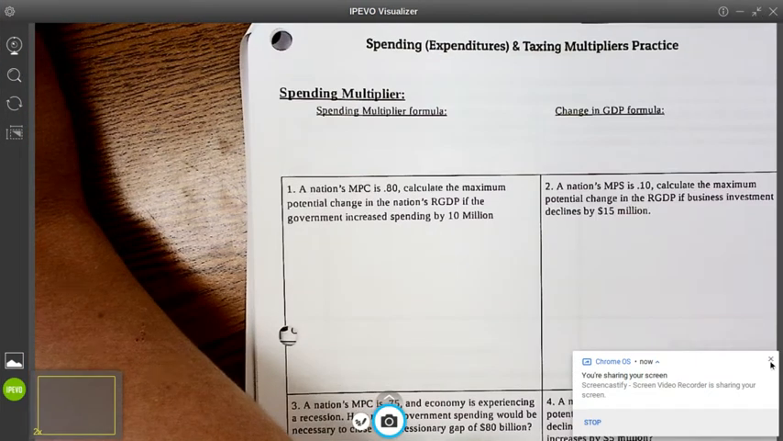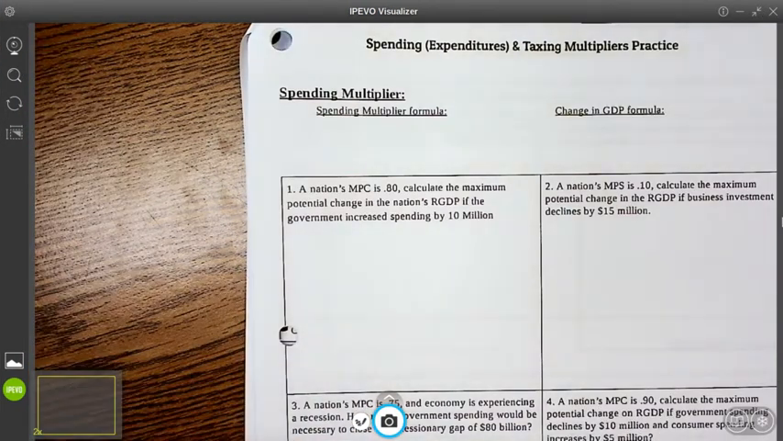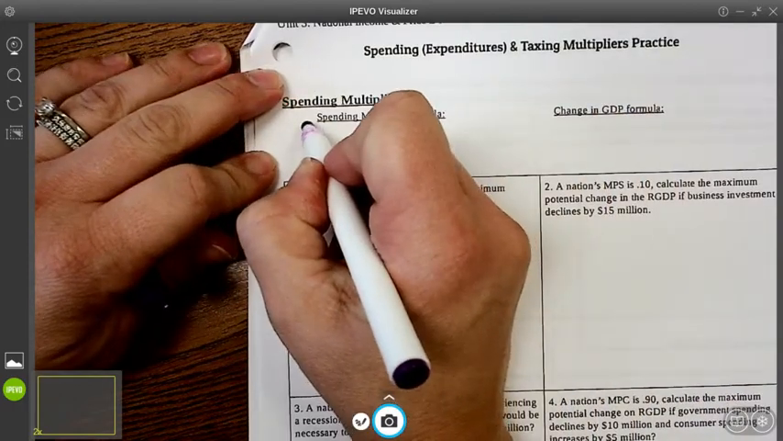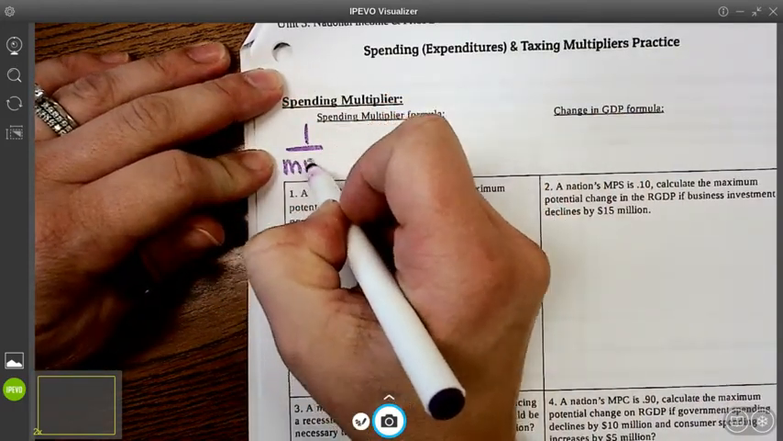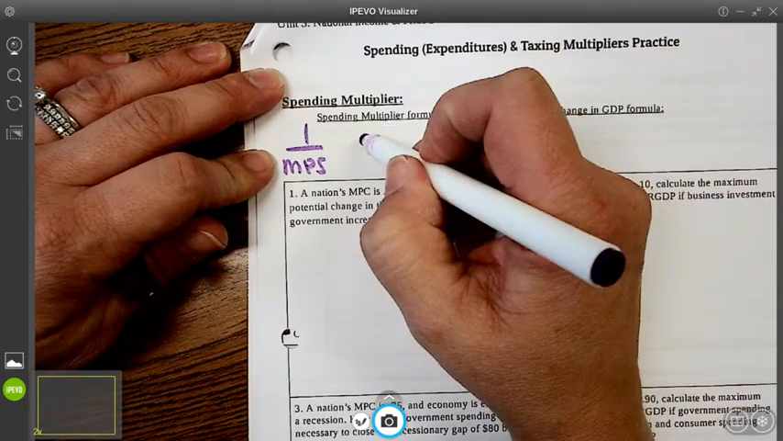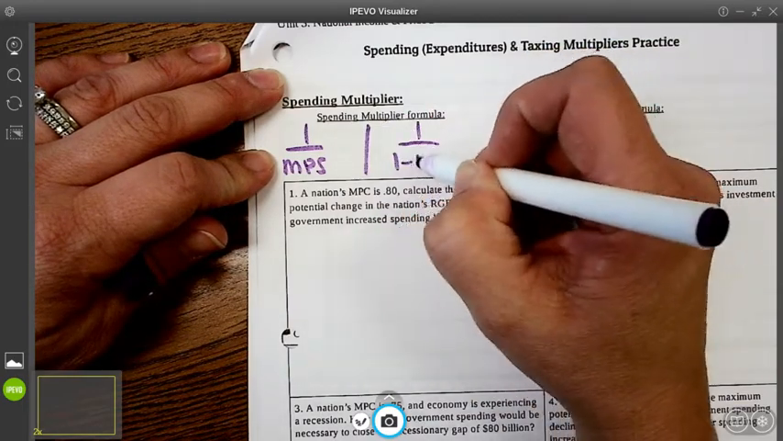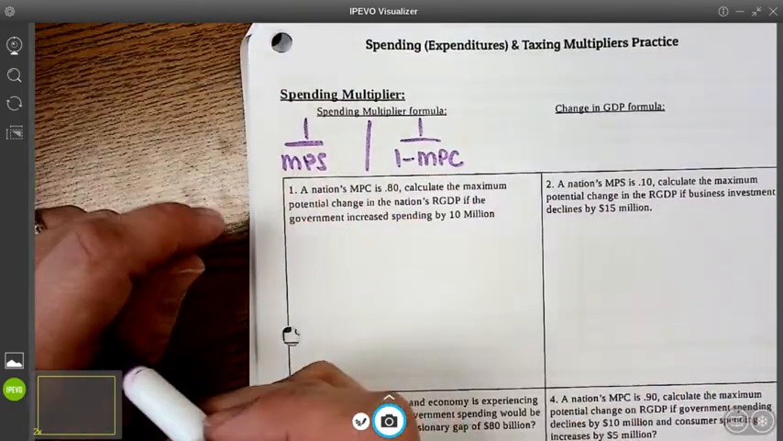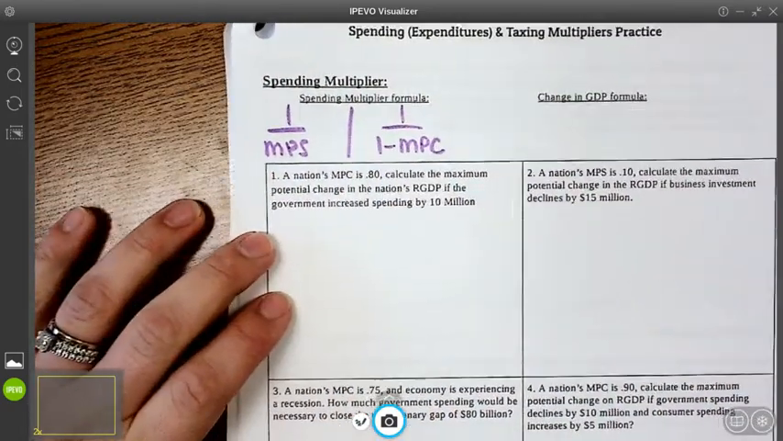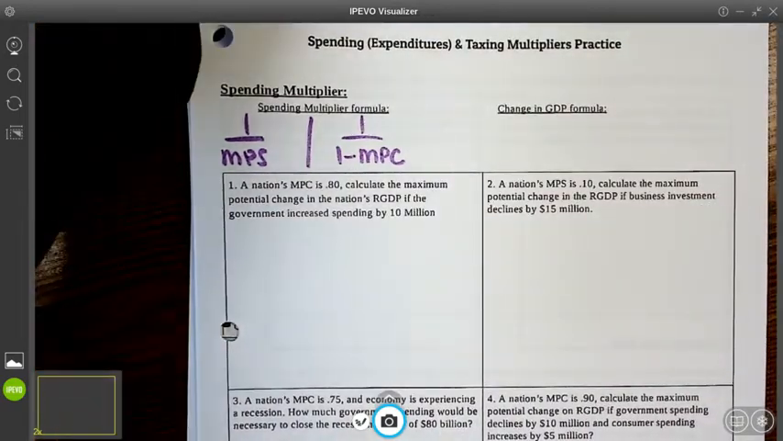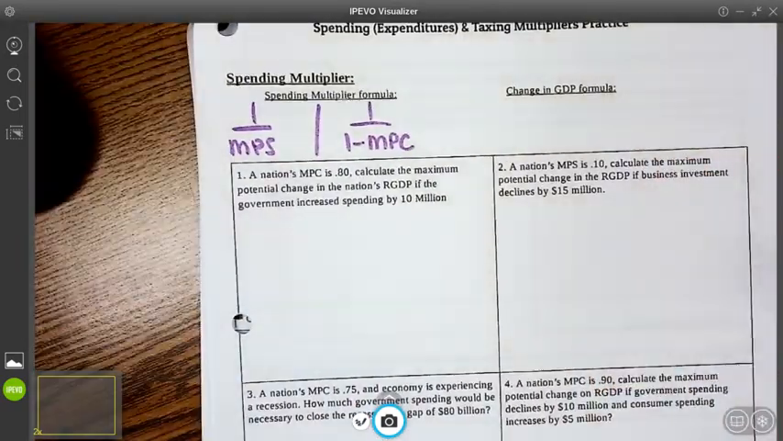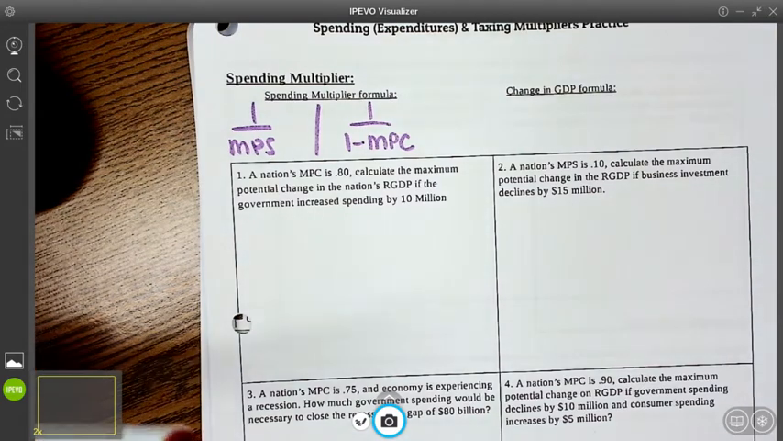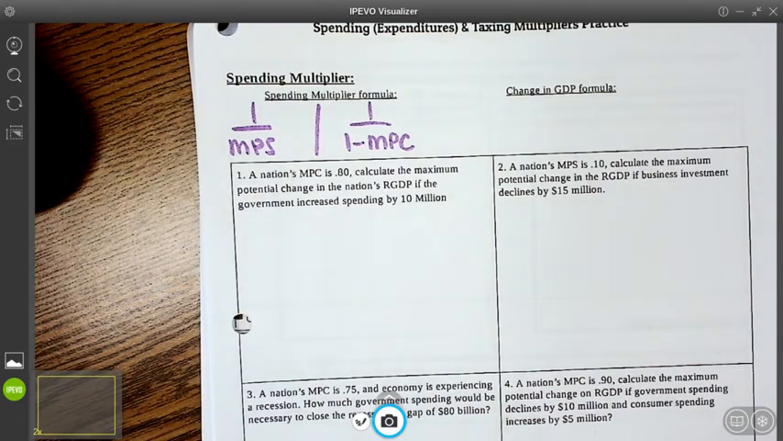So first of all, at the top of the handout, there's a space for you to fill in what the formulas are. So just refresh your memory that the spending multiplier is 1 over the MPS, or it's 1 over 1 minus the MPC. So remember that the MPS and the MPC add up to 1. We remove the percentages, so we make the MPS and the MPC decimals. So you're usually going to see things like 0.9, 0.8, or 0.75 because you cannot use a calculator on the AP exam, and those are the easiest to calculate with that in mind.